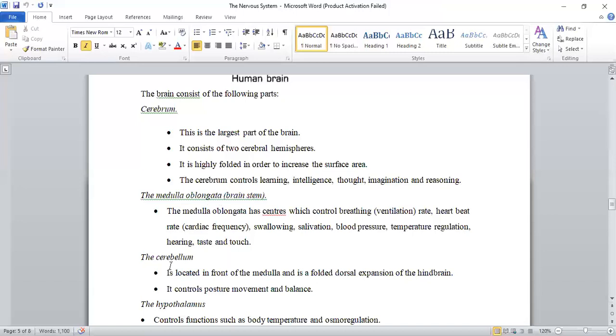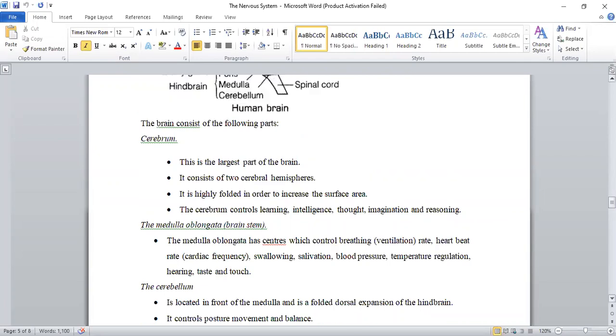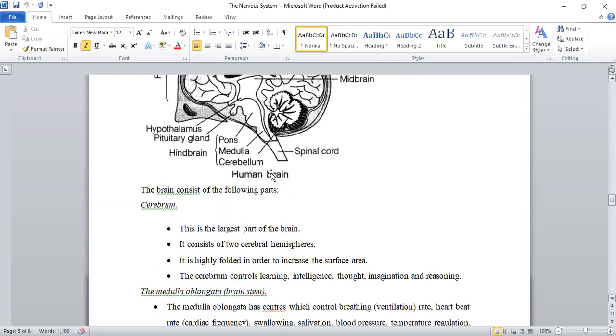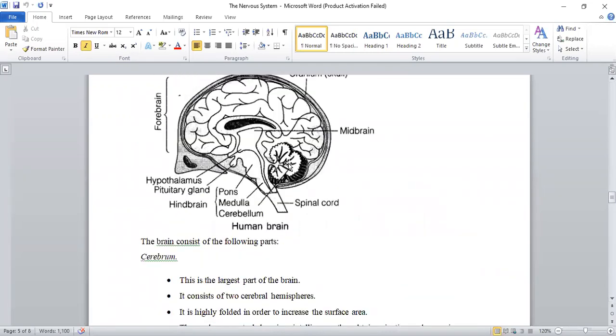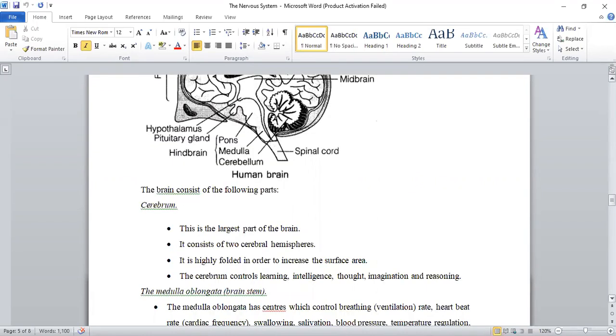Then we have the cerebellum. In this case, this is folded also. It is the folded dorsal expansion of the hindbrain. The term dorsal shows the position. It is somewhere at the back, as you can see from the diagram. So it is on the hind part of the brain, not on the fore part. You see, we have the forebrain, the midbrain, and then this is the hind, toward the back of your head. So dorsal is about the location of that part.